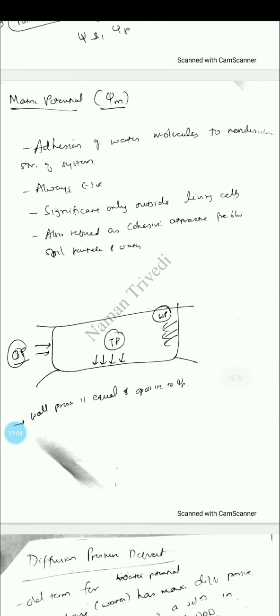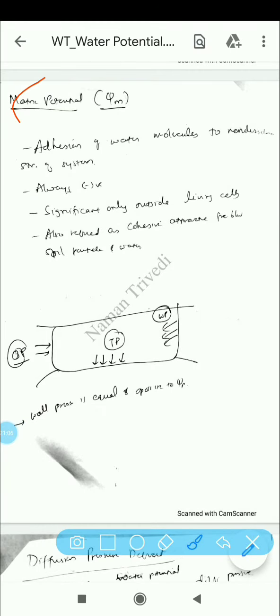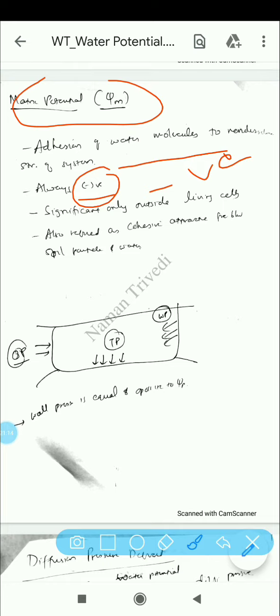Matric potential is not as such mentioned in the syllabus. Anyhow, I'll tell you, it is basically psi m. It is because of the adsorption of water molecules. It is always negative. It is for newly developing seeds that we consider it. Remember that.